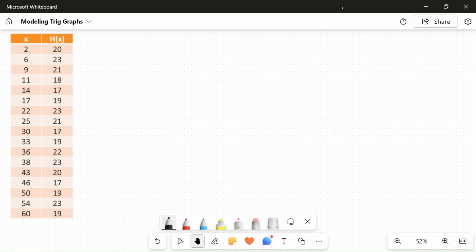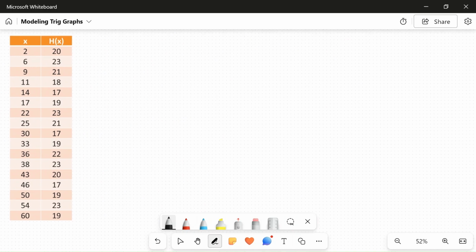This time we're actually going to look at what if we're given, instead of a graph, a table of data. Okay, so in this table of data, we have values for x in our x column starting at 2 and going up to 60. So values from 2 to 60, and they vary in terms of the increments. And then our y values start at 20. So the point (2, 20) is our first coordinate.